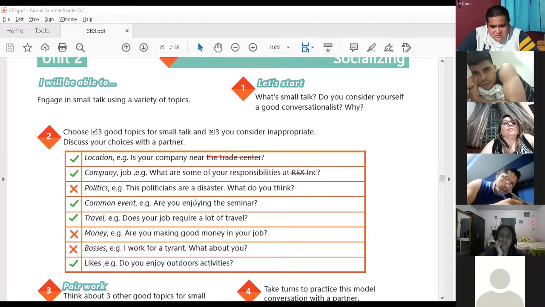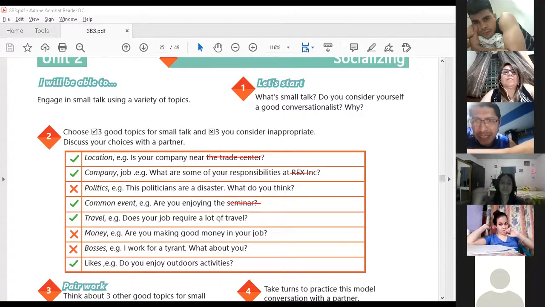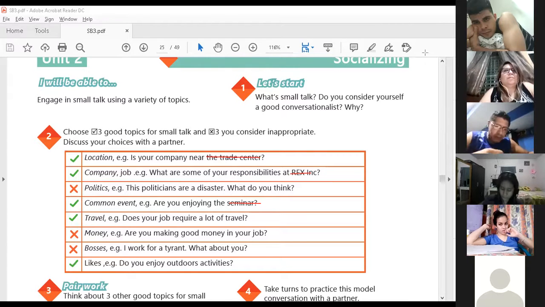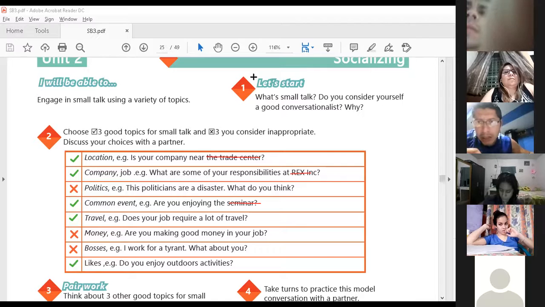This political one, okay, let's leave it like that. Cambiamos la teacher: Are you enjoying the class? Does your job require a lot of travel? Okay, let's leave it like that. Be very, very careful. And do you enjoy outdoor activities? So let me take a screenshot, guys, right now, please. Take a screenshot. Done.